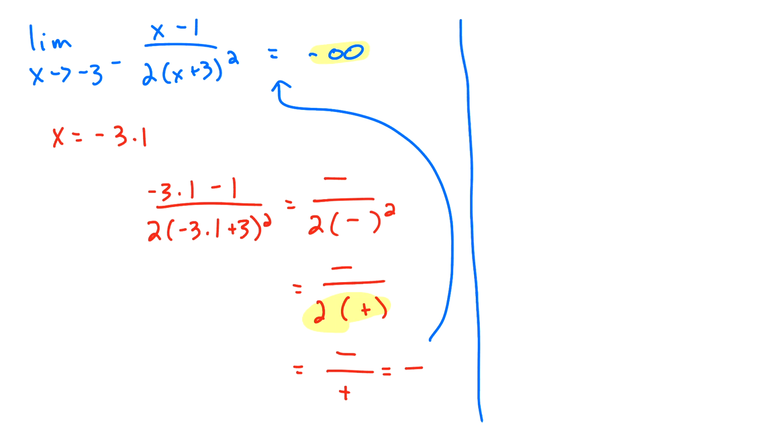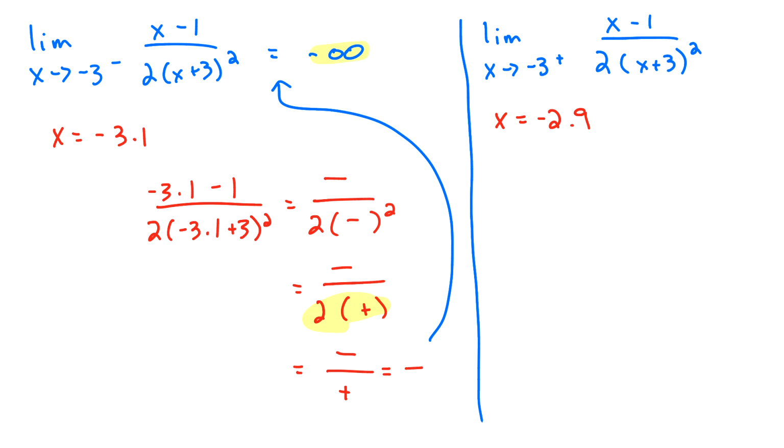But because we're doing a two-sided limit, we do need to check the right-hand side as well. So we'll look at the limit as x approaches -3 from the right-hand side of (x minus 1) over 2 times (x plus 3) quantity squared. And this time we'll take a number that's close to -3 on the right-hand side. So here I'm going to take x equals, say, negative 2.9.